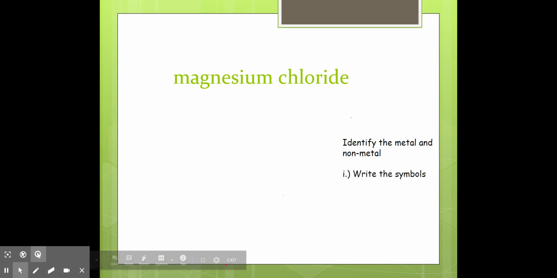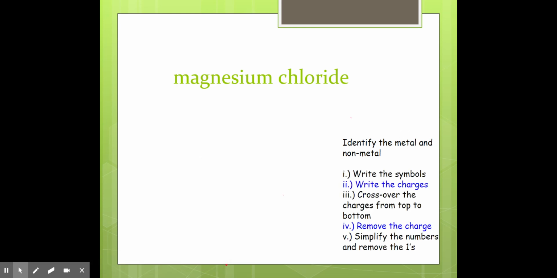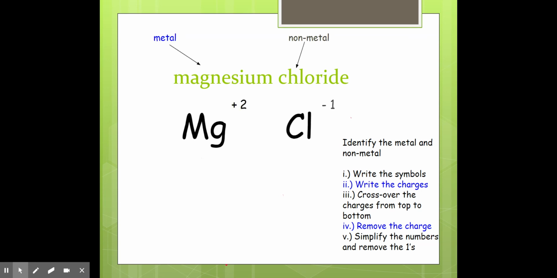So again, here are the rules. Metal or nonmetal. Symbols, charges. Crisscross them, cross them over. Get rid of the charges. Can we simplify them? No, we cannot. Put them together.